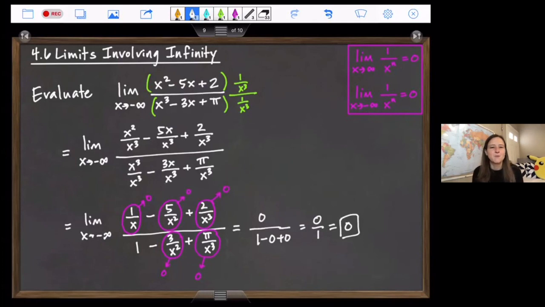We'll do another one of these for review when we get together in class. I know infinity is a little bit hard on the brain cells. It'll get better as you get more practice.